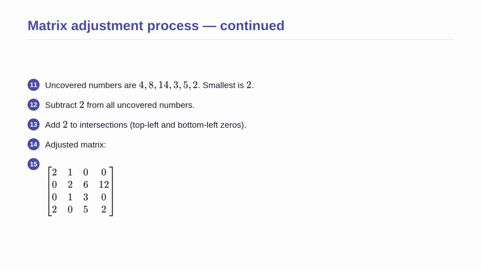To adjust the matrix, we look at all the numbers not covered by any lines. The smallest uncovered number is 2. We subtract this 2 from all uncovered numbers. Next, we look for intersections, which are places where 2 lines cross. These happen at the top left and bottom left zeros. We add the 2 to these intersection points. All other covered numbers stay exactly the same. This crucial step creates new zeros for us to use in our next matching attempt.